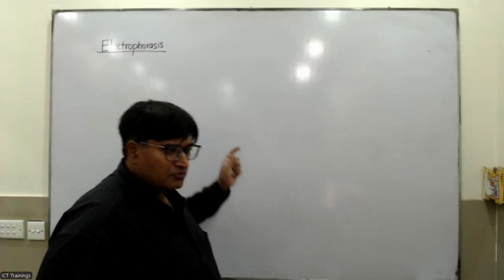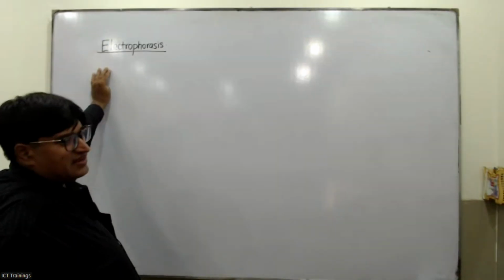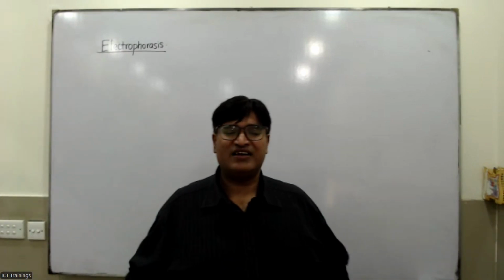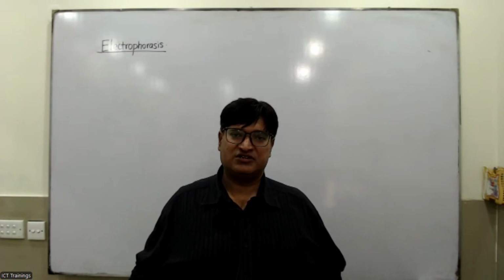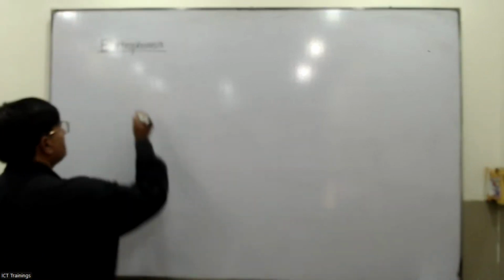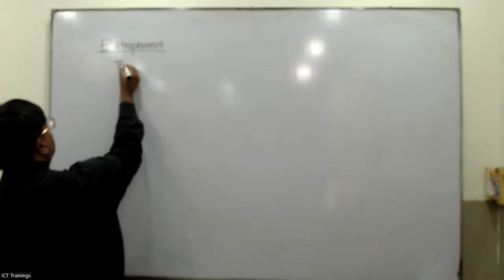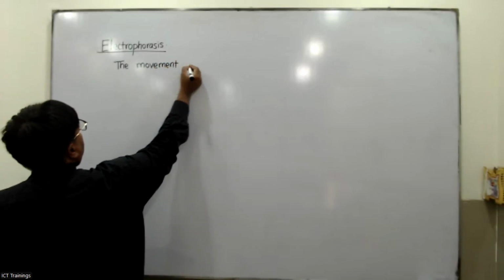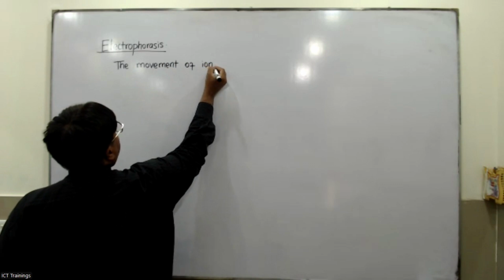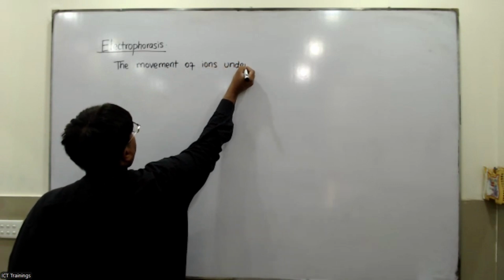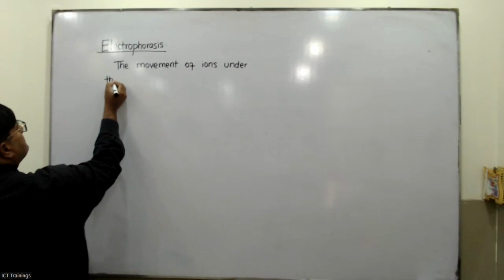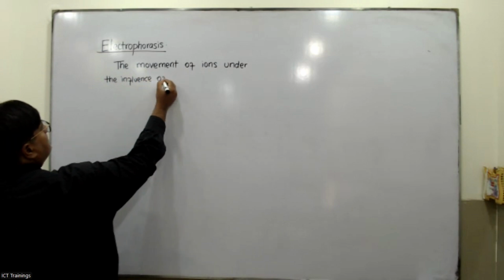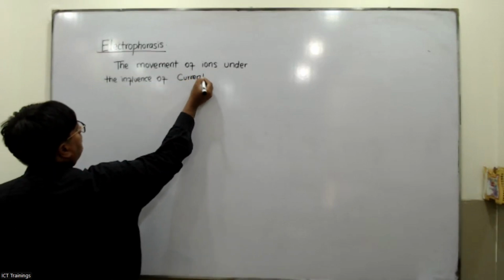Electrophoresis. Okay, guys, so we are going to start with electrophoresis. Electrophoresis is actually the movement of ions under the influence of the current. Okay, so have a look up here. The movement of ions under the influence of current.